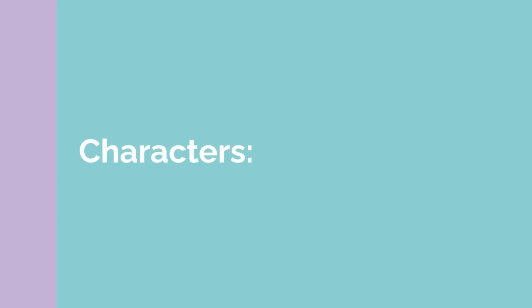Let's discuss characters now. Does the main character have a clear want versus a need? In the beginning of the story, the character should be working towards what they want, but as the story progresses, they realize what they want isn't necessarily what's best for them, and they start working instead towards what they need.